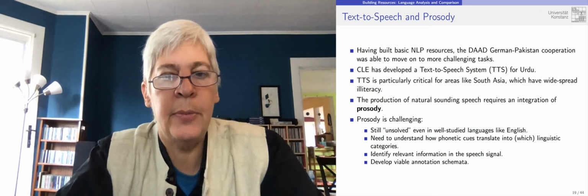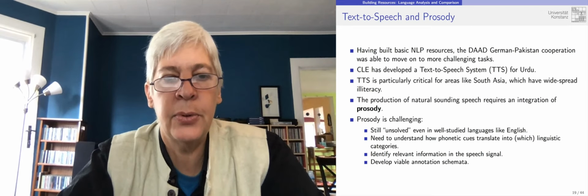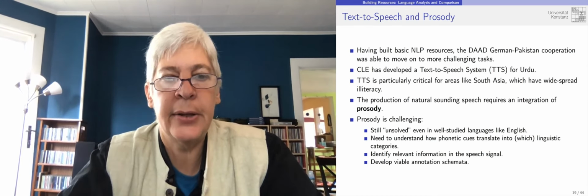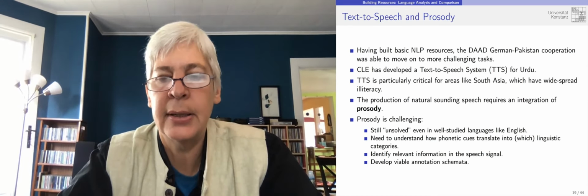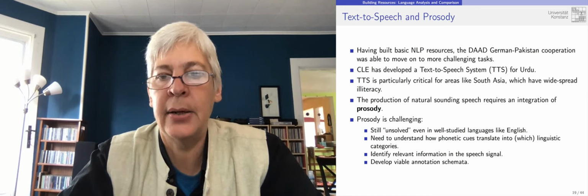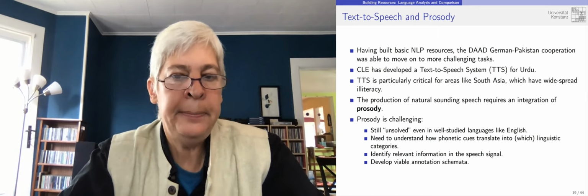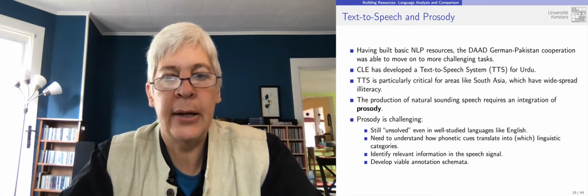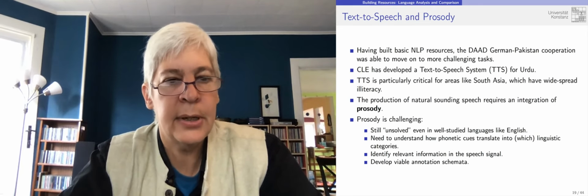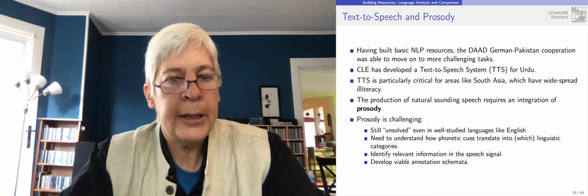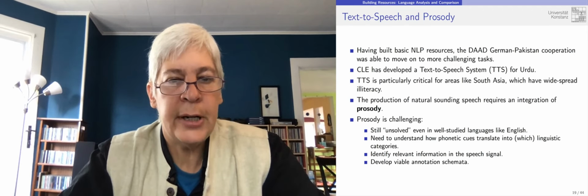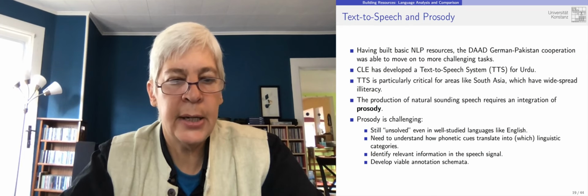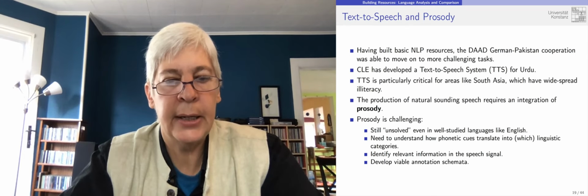CLE has now been able to develop a text-to-speech system for Urdu. Text-to-speech is particularly critical for areas like South Asia, which have widespread illiteracy. I think it's still up to 90% that can't actually read and write. So what you would like to have is applications that can just read out loud things to you from the web, etc. But as one knows, the production of natural-sounding speech requires an integration of prosody, and this is challenging. It's unsolved even in well-studied languages like English.